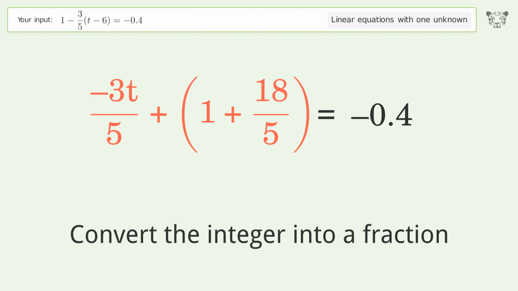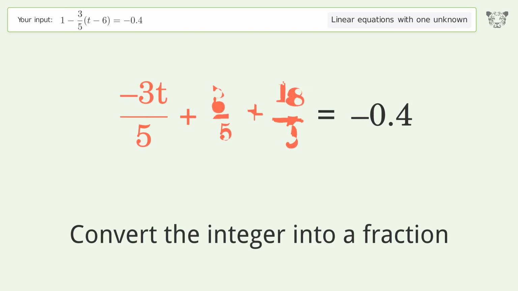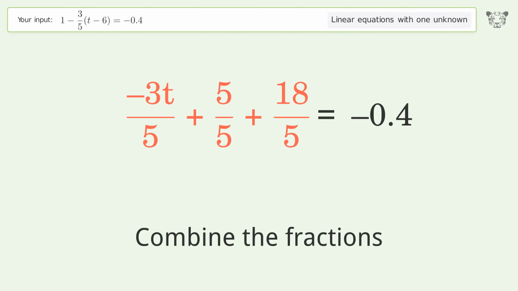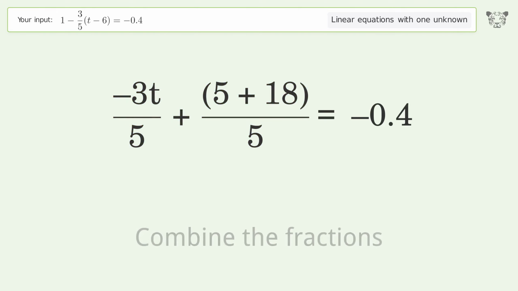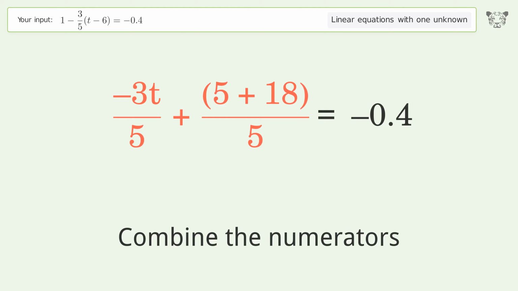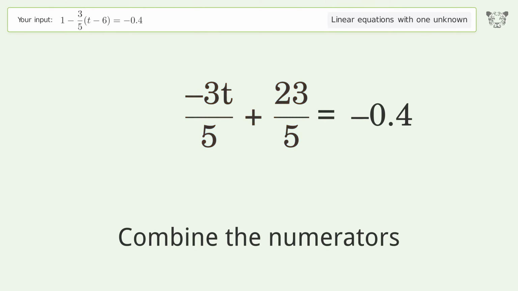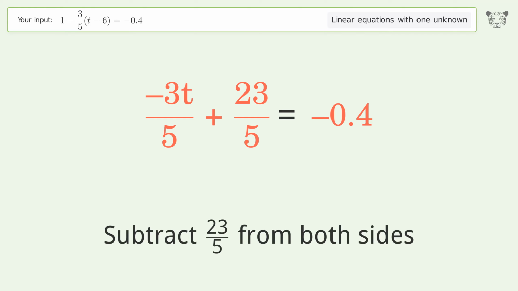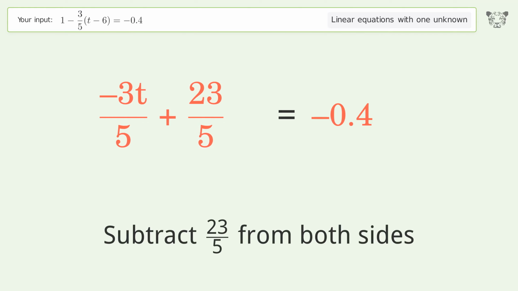Convert the integer into a fraction. Combine the fractions. Combine the numerators. Group all constants on the right side of the equation. Subtract 23/5 from both sides.